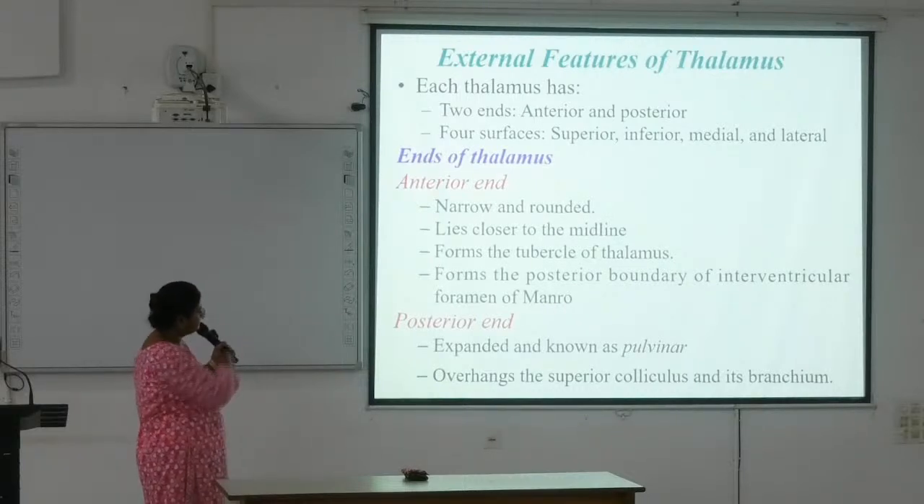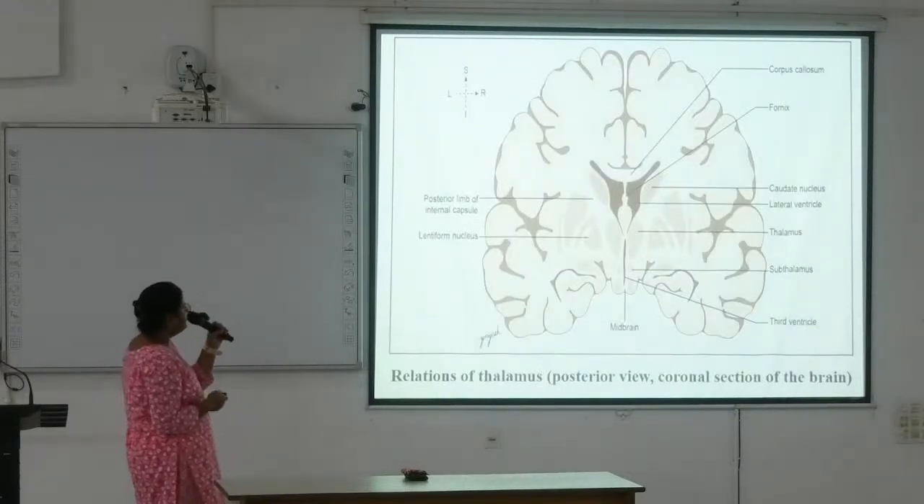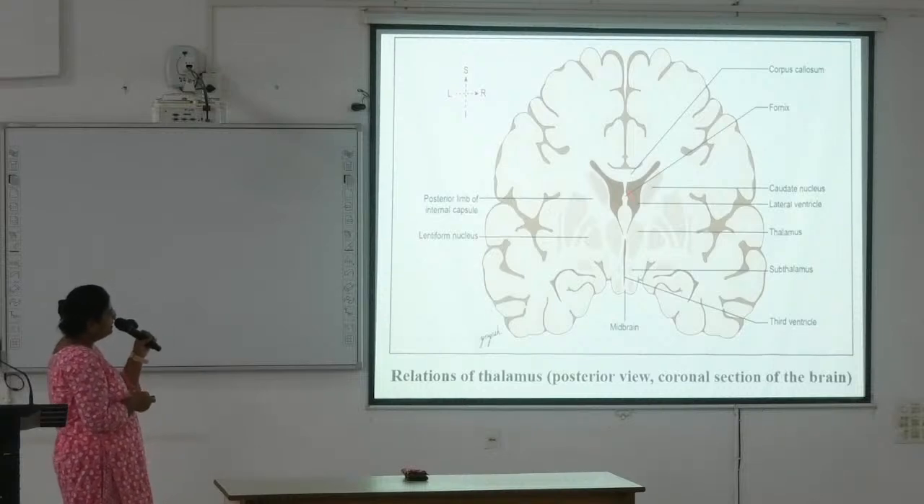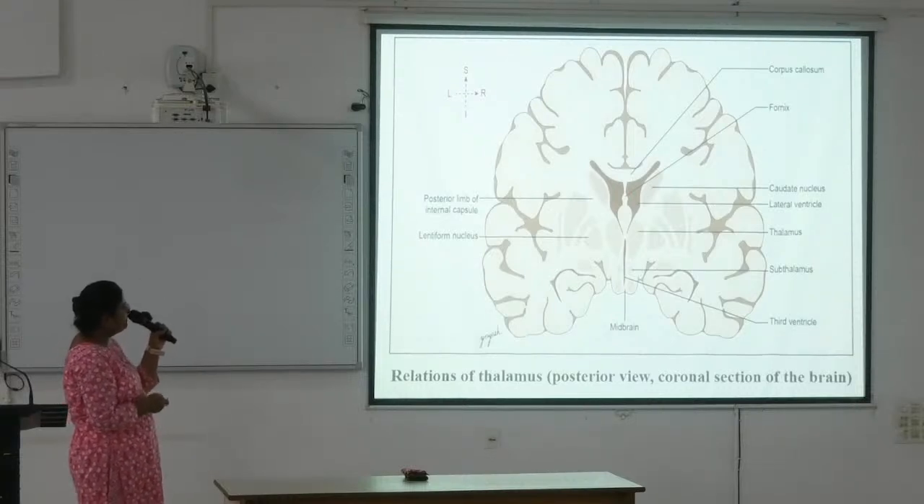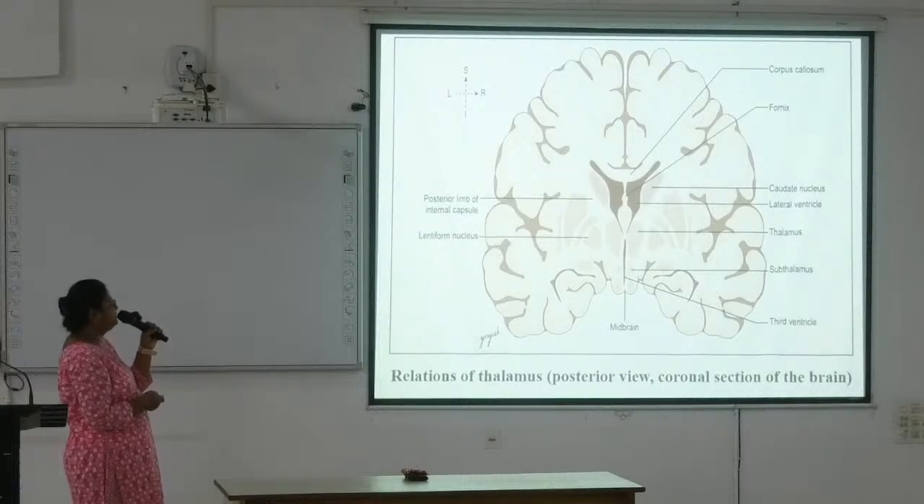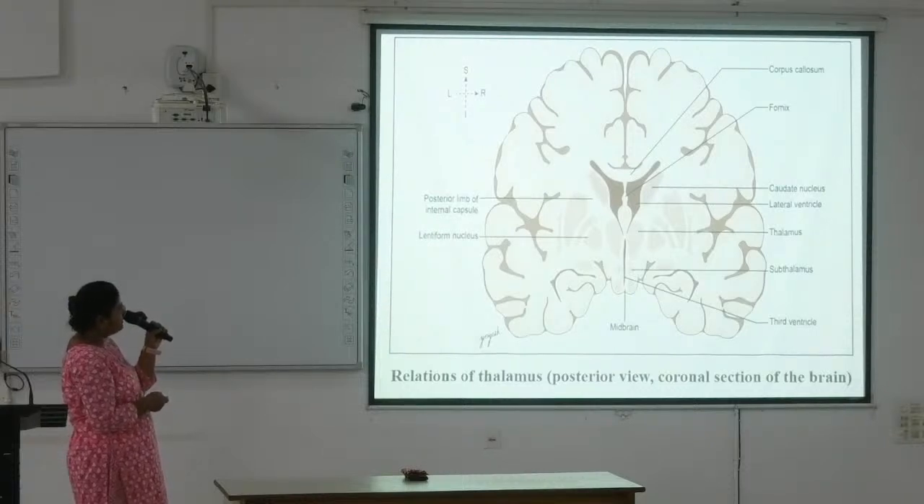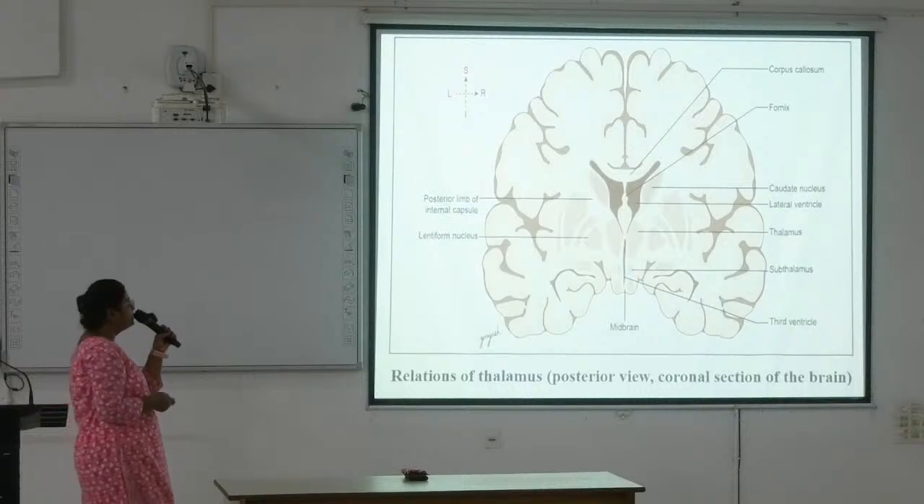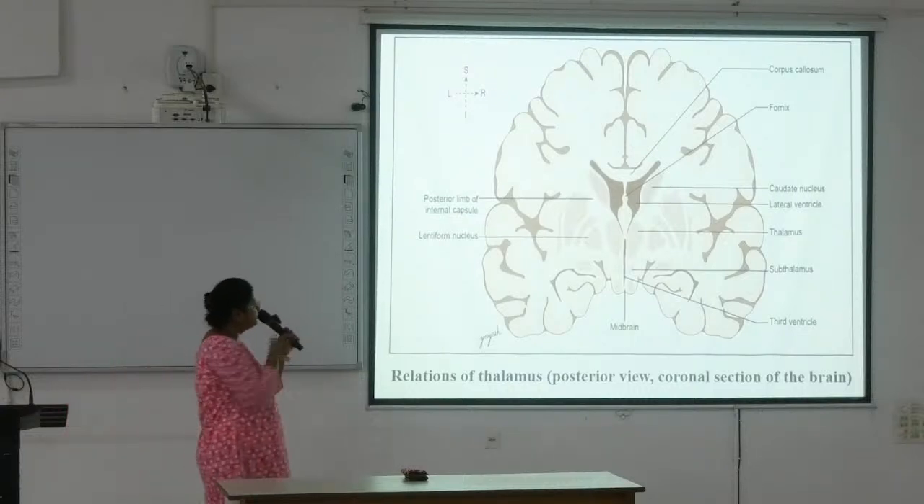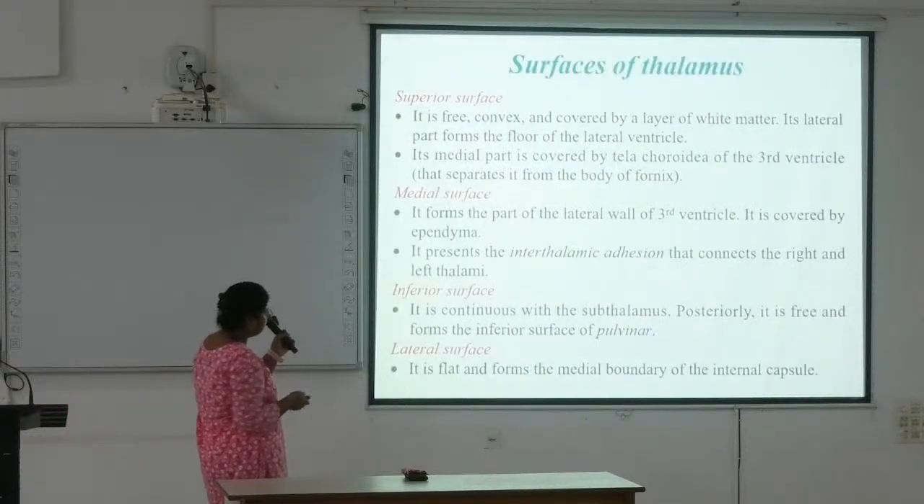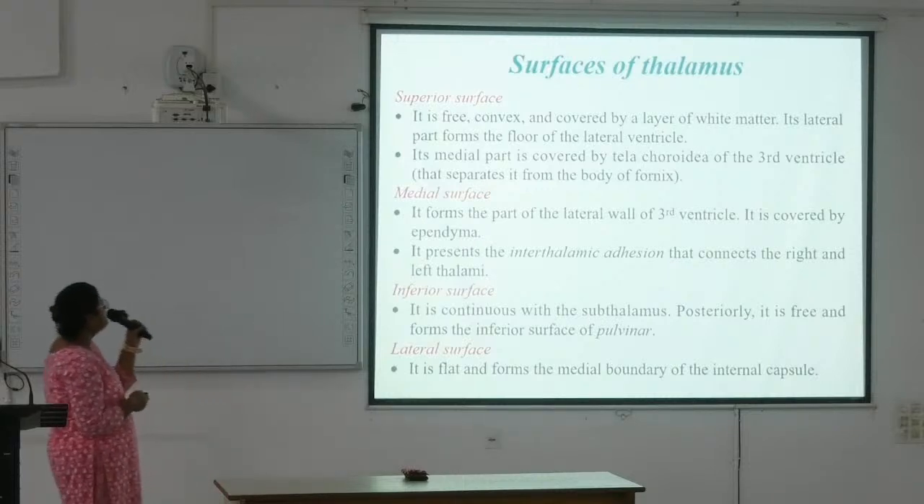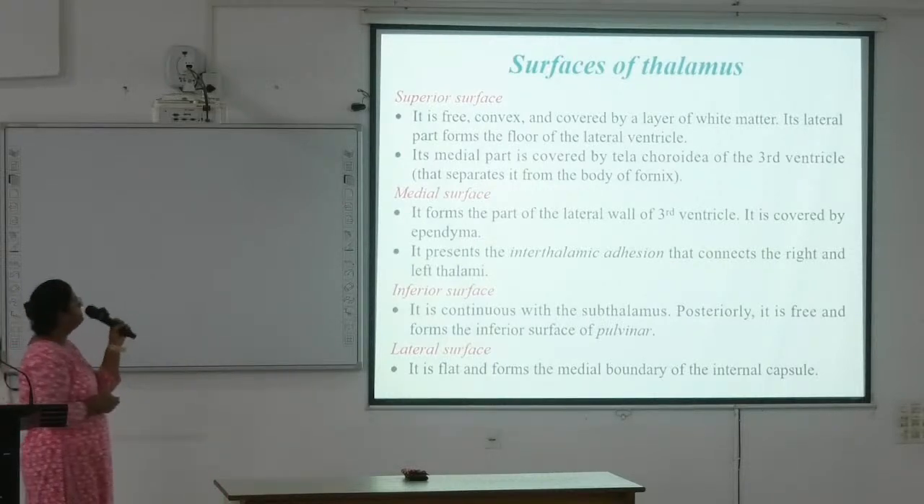Next, see here, these are the cavities of the lateral ventricle, and here is the thalamus forming the floor of the lateral ventricle. Okay, these are the thalamus, and this is third ventricle. Thalamus is lying on the two sides of the third ventricle. So this is the location. Next we go to surfaces of the thalamus.